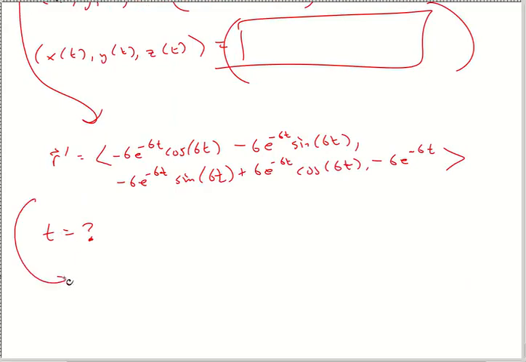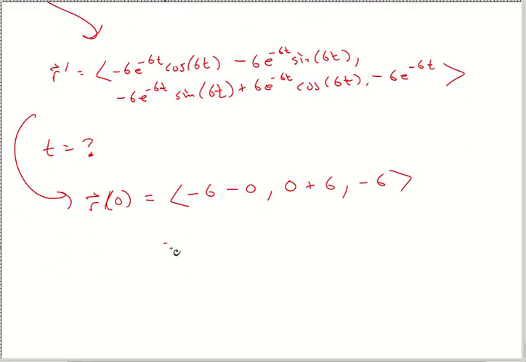So thus, now, r prime at 0, I would get cosine again would be a 1. E to the 0 is going to be a 1, so -6. And then that's going to go to a 0. This goes to a 0. Again, that's going to be a +6. And then this guy's going to be a -6 in the end. So what you get is -6, 6, -6. This right here, this is r prime, sorry.